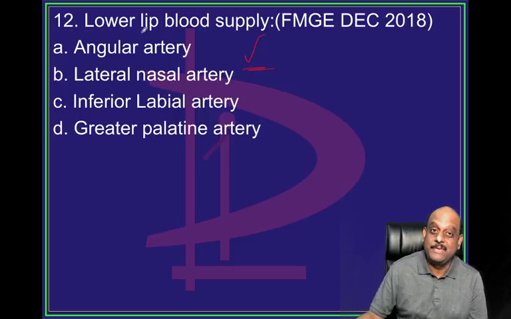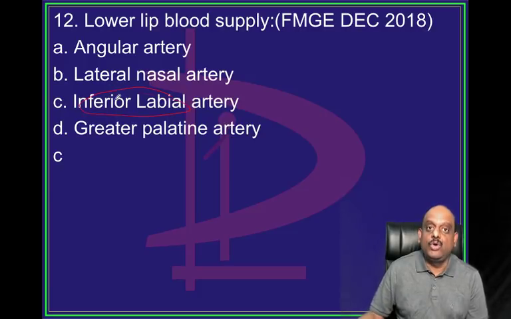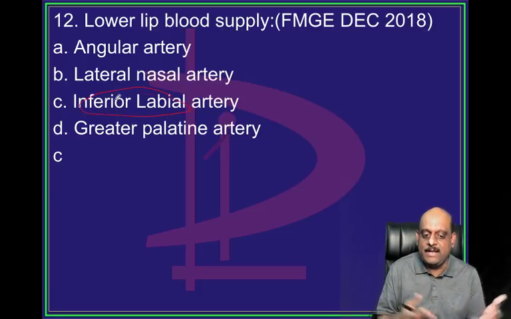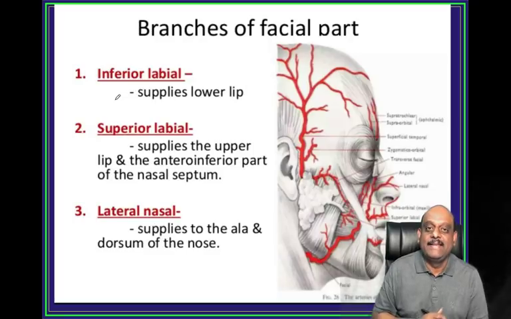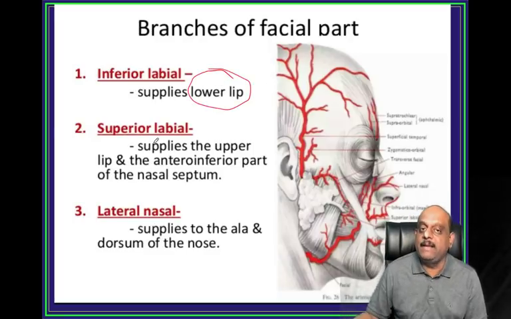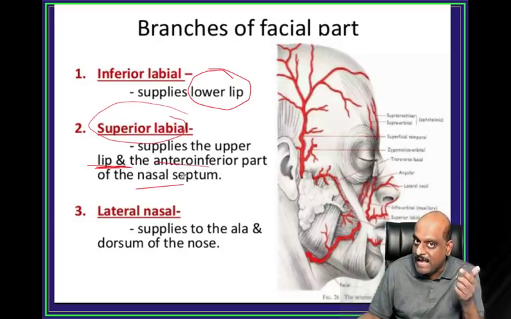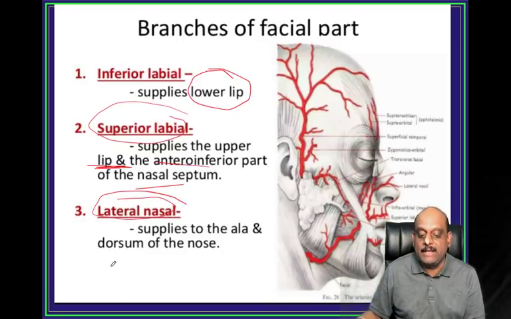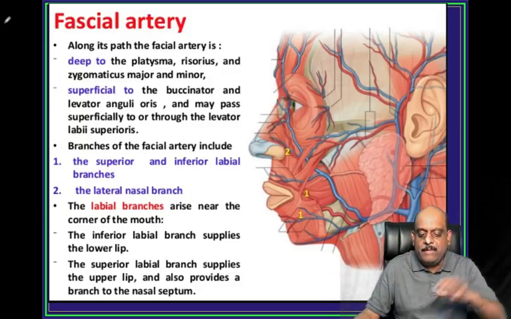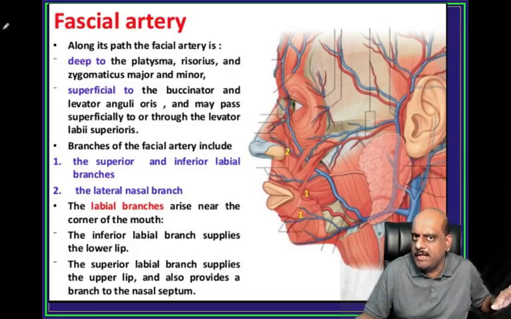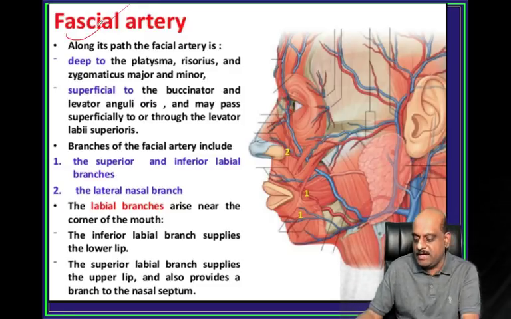You cannot study everything also. Where does the blood supply of the lower lip come from? Too much, right? Lower lip: lower is inferior, lip is labial, so inferior labial. That is why they call it FMGE, right? So the lower lip is inferior labial. Superior labial supplies the upper lip and the antero-inferior aspect of the nasal septum. Lateral nasal supplies the dorsum of the nose. That is what you need to understand. So fundamentally, these are all branches of what? Inferior labial, superior labial, etc. They're all branches of the facial artery.